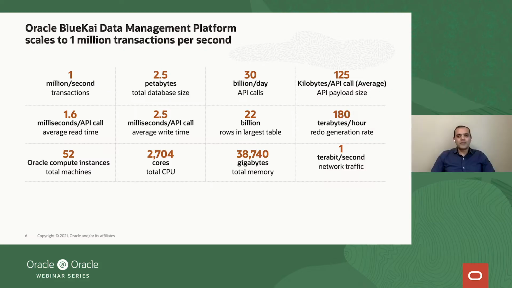Yeah, very cool. And especially since the payload for each API call is not minuscule, it is 125 KB. And what I find really interesting is the redo generation rate. Those are, again, as I said before, unheard of numbers, 180 terabytes of redo per hour. Those are really fascinating numbers.